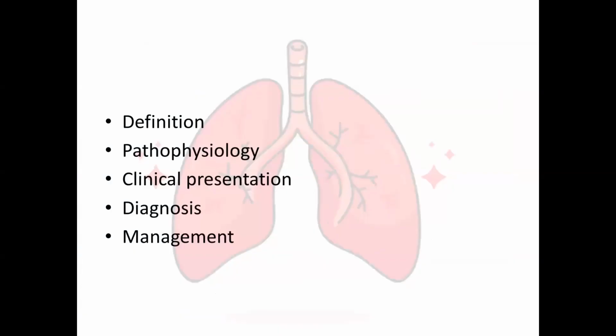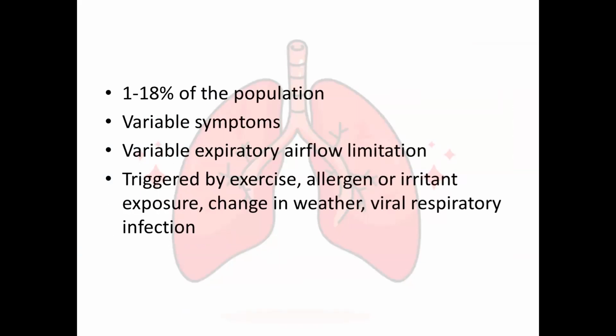So we will see the subject under 5 headings: definition, pathophysiology, clinical presentation, diagnosis, and management. Asthma is a common chronic respiratory disease affecting 1 to 18% of the population in different countries. In India, its prevalence is around 2 to 3%. It is characterized by variable symptoms and variable expiratory airflow limitation. The symptoms are usually triggered by exercise, exposure to allergen or irritant, changing weather, viral respiratory infection, etc.